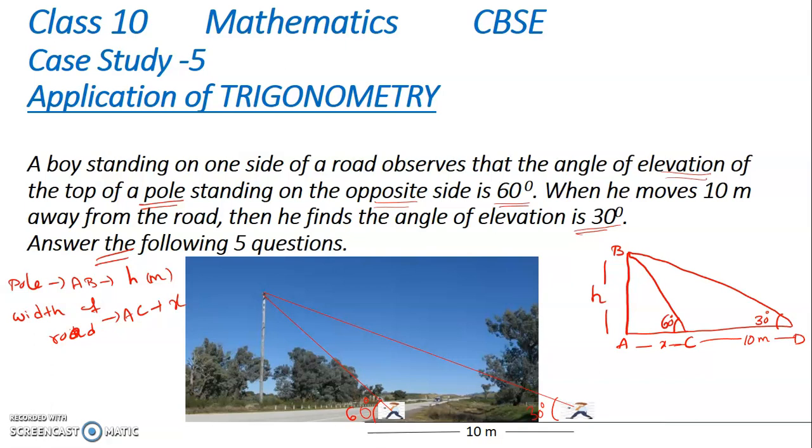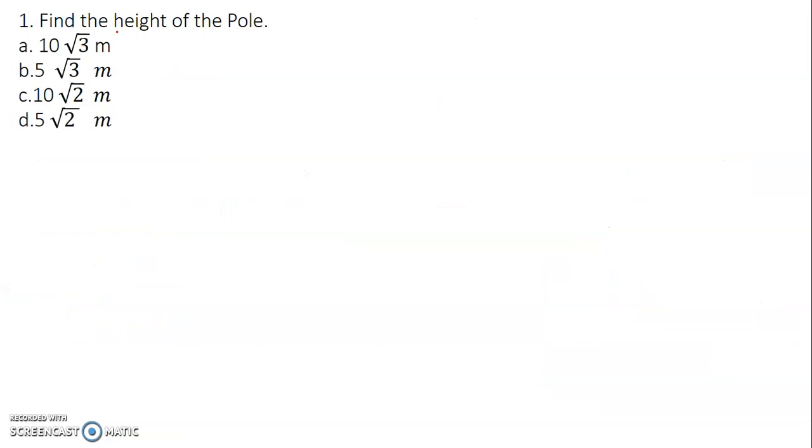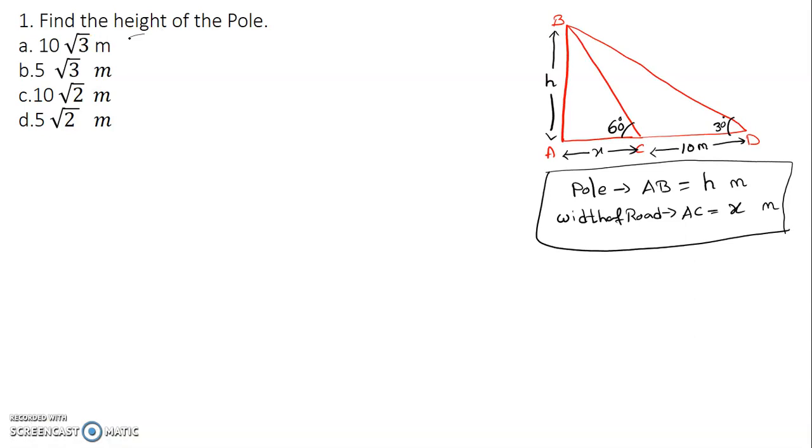Go to the first question. We have to find the height of the pole. So this is the diagram. AB is the pole, and its height is H meters. AC is the width of the road, named X. After that he moves 10 meters away to the point D and observes an angle of elevation of 30 degrees. At the point C, the angle of elevation is 60 degrees. All these things are given in the question. We have to find the height of the pole.